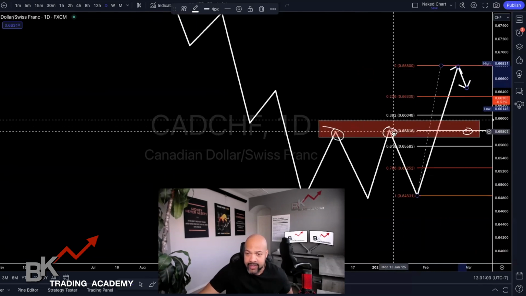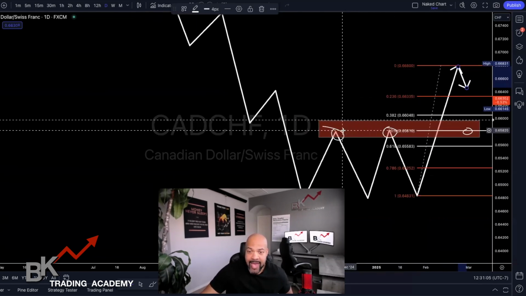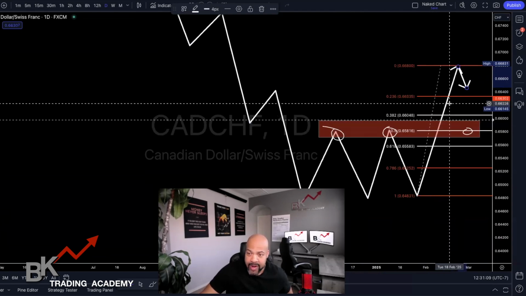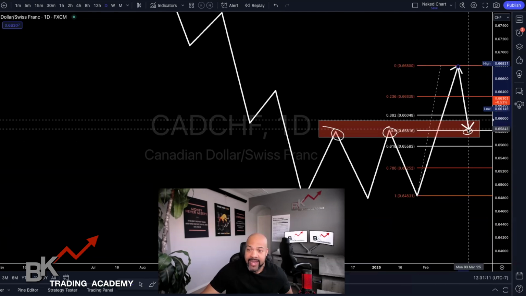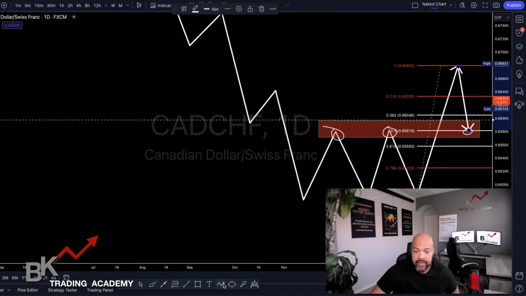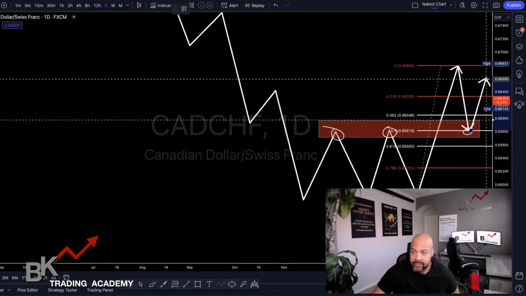Right here at the 50 level, and you can see it matches where my previous resistance is. This is my classic break and retest. Now it gives us extra confirmation that price may come and reject off that level and continue to move to the upside like this. This is a popular way to use the retracement tool.